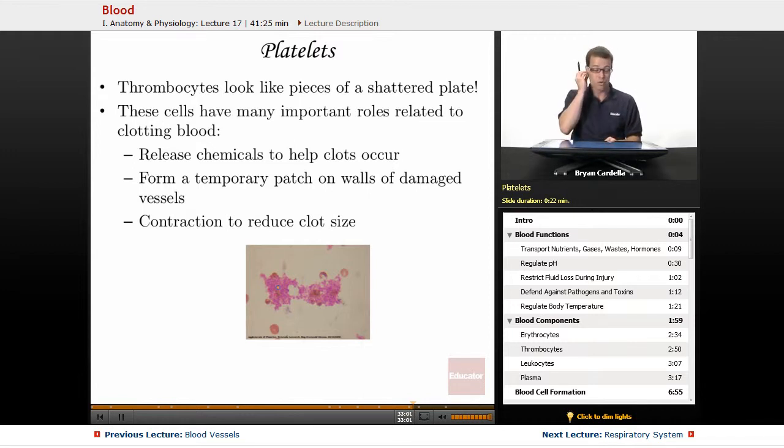These cells do have many important roles related to clotting blood. They release chemicals to help encourage the occurrence of a clot, of that plug in a sense. They form a temporary patch on the walls of damaged vessels. So if you have a cut that is causing the leaking out of blood, platelets are what initially come there and kind of patch it up. And they help in contraction to reduce clot size. So eventually, you want to start to make the clot not as big, and so they help get the clot kind of flatter and reducing its size once some healing has begun to occur.